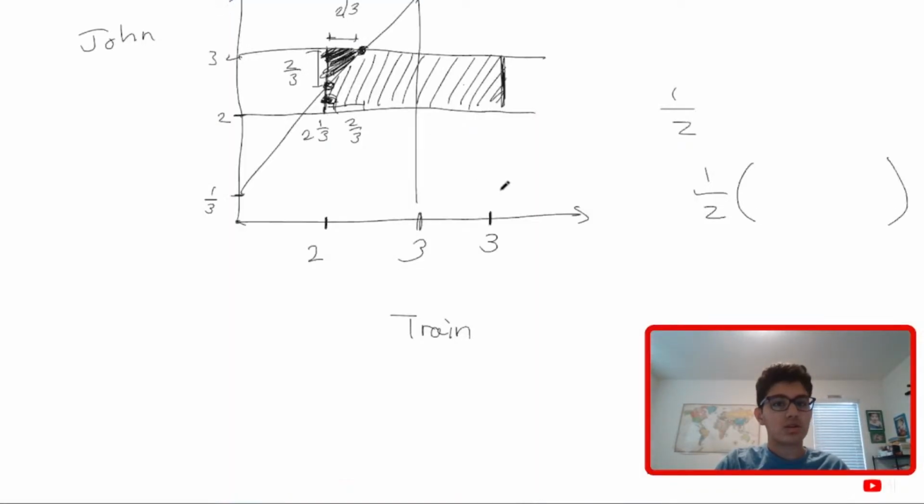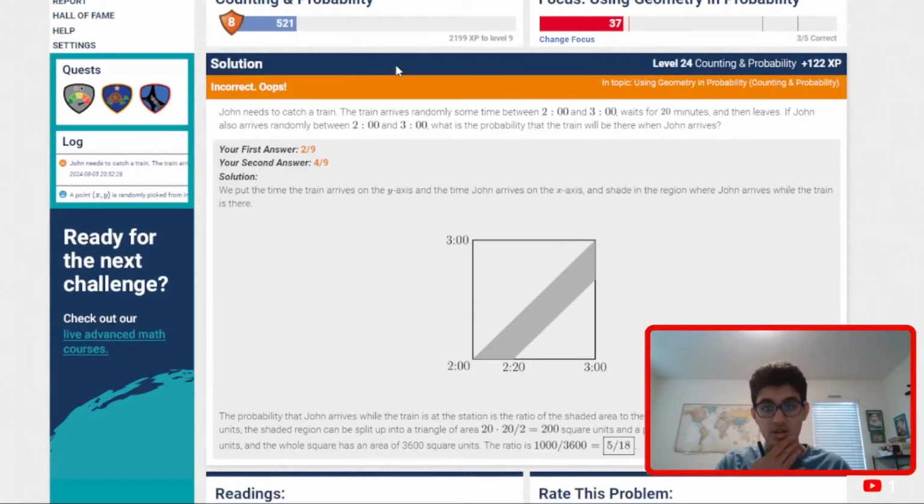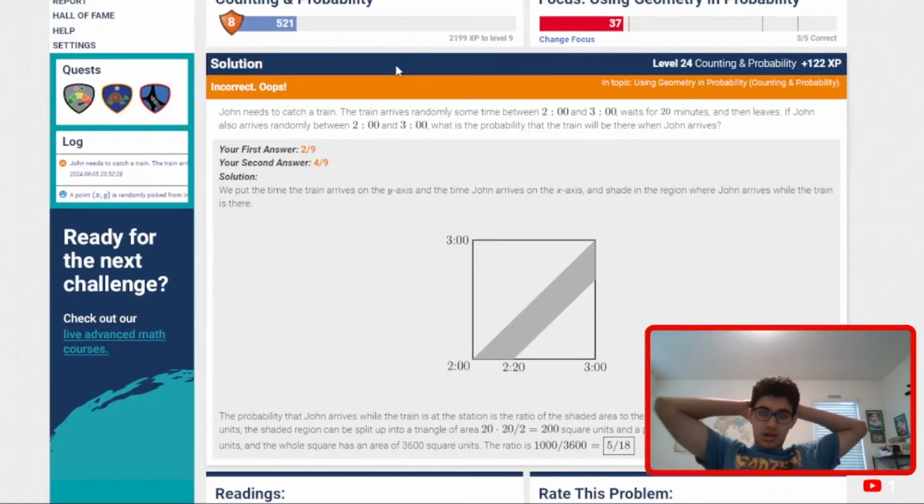Oh, wait. So it's like this, but in reality, we're supposed to find the area of this. Right? Like instead, we found this to be 4/9. We needed, this is the mystery area. This is probably what we were looking for. Okay, well, let's see how they've graphed it though, how they've drawn it. So the train is on top. If the train gets there at 2 o'clock, it'll last until 2:20. If it gets there at 3, then nothing much. But okay, so that actually does make a lot of sense then.